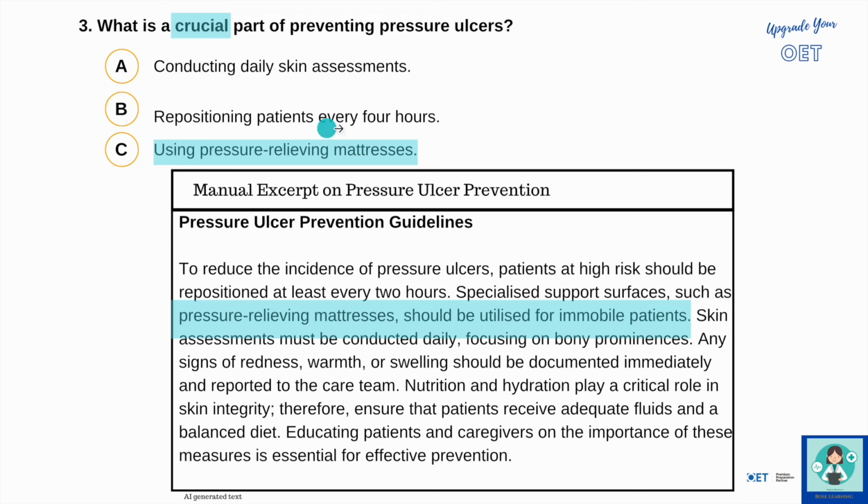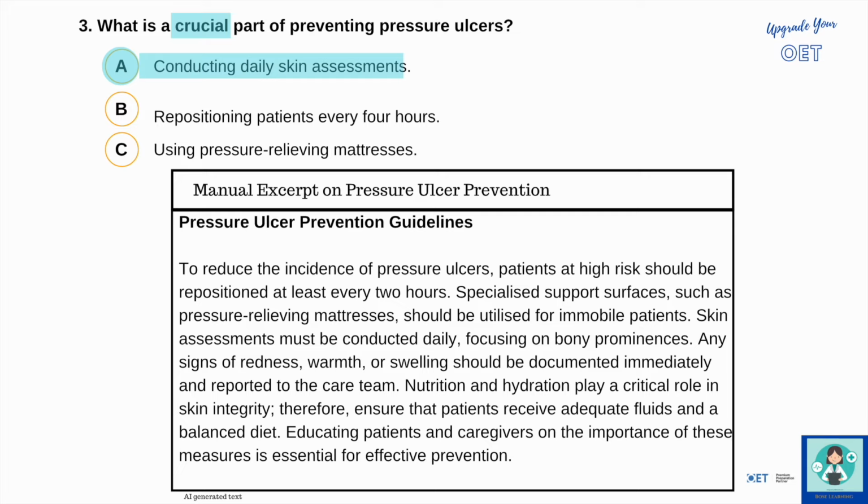B, repositioning patients every 4 hours is not mentioned at all, so we can completely ignore that. And using pressure relieving mattresses, yeah, they do talk about it, but it's only for immobile patients, it's not for all patients. So the crucial part that we need to focus on is, of course, A.